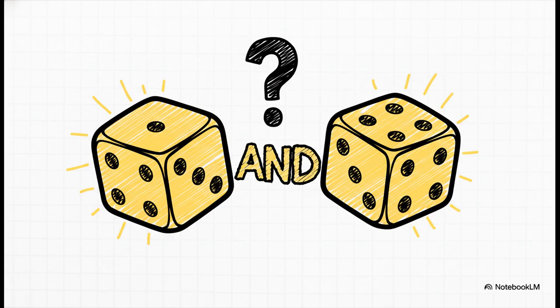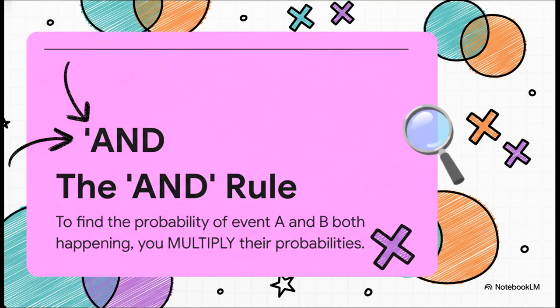What are the odds that you roll a 6 on the first one and you roll a 6 on the second one? That word "and" is the key. It means you have to succeed twice, not just once. And the rule for AND is totally different. You can forget about adding. When you see AND, you have to multiply the individual probabilities together.